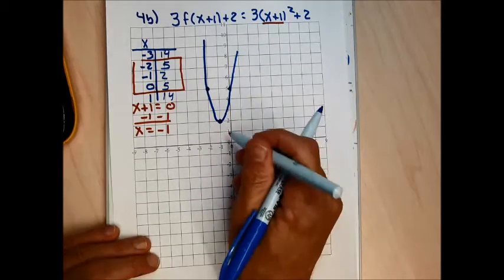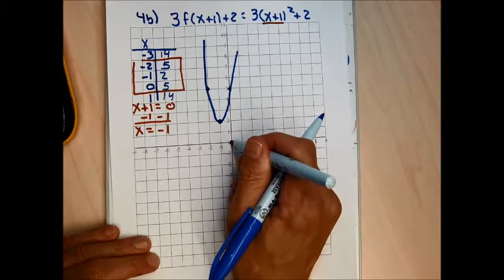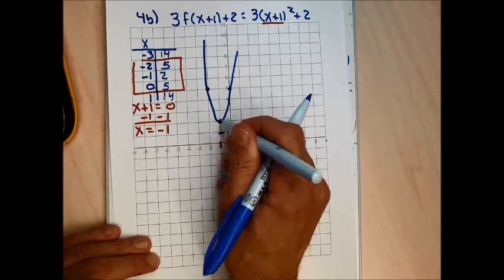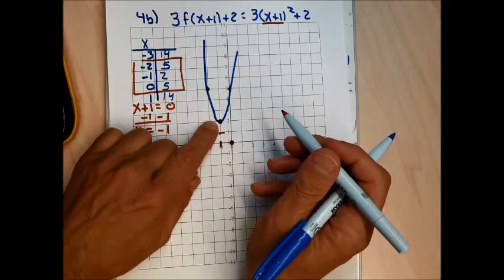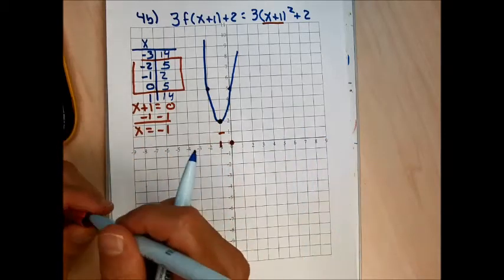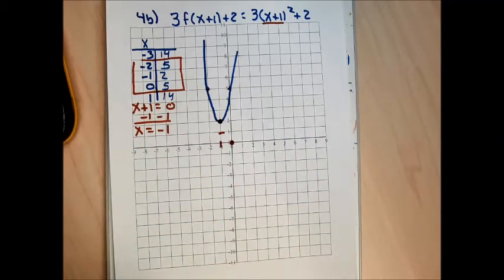And the f of x equals x squared has a vertex right here. This one went left 1 and up 2. It gets to there, but then it gets made narrower. So I couldn't just shift every point like that because the other points get distorted too. So that's a reasonable answer for part B.